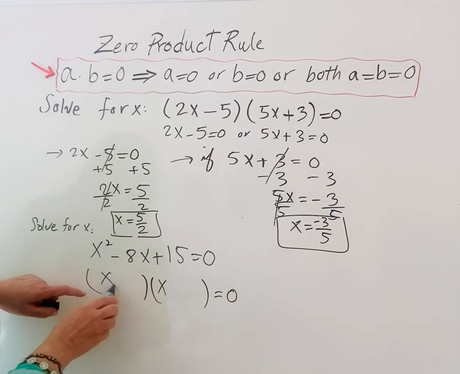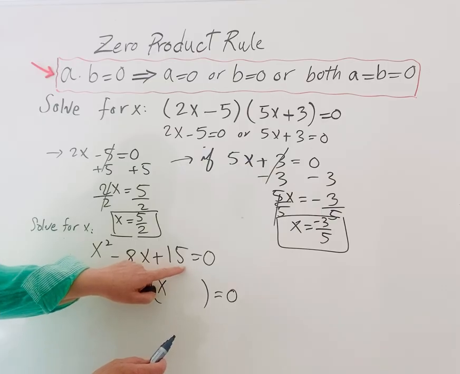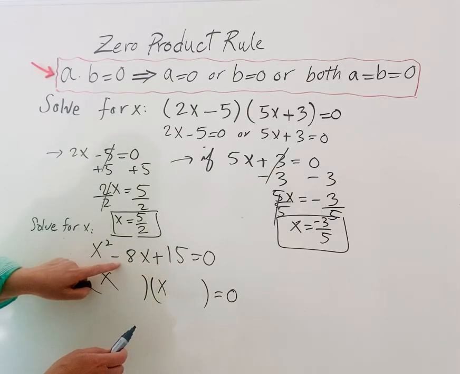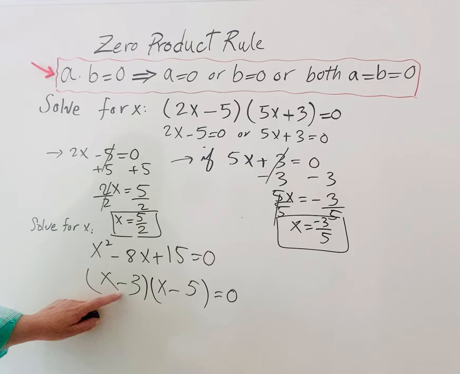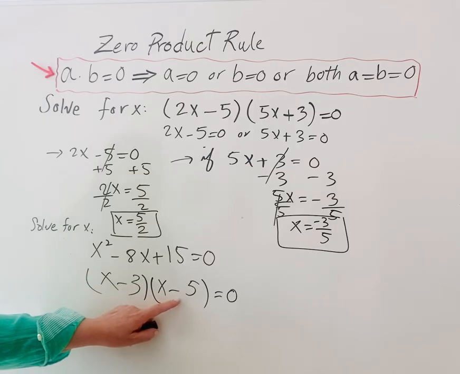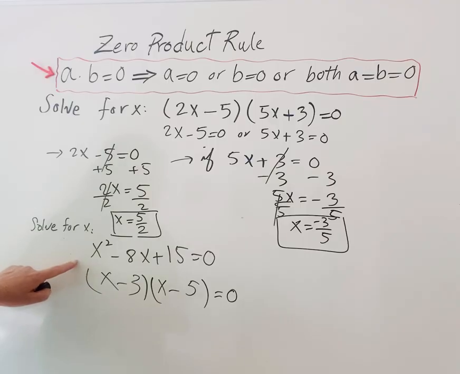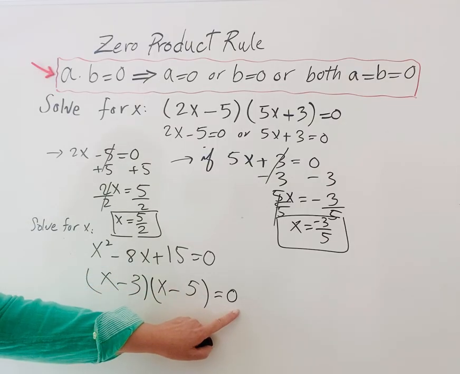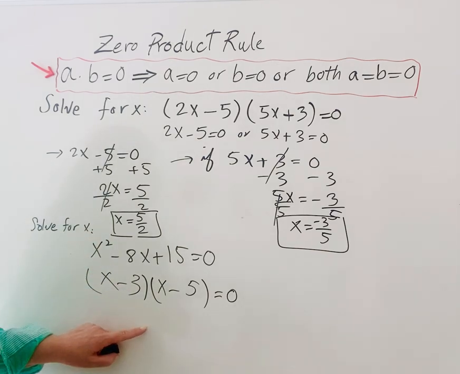The two numbers were 3 and 5. 3 times 5 gets 15, and the sum is negative, so both are negative. This is 5 and 3, right? (x minus 3) times (x minus 5) gives this trinomial, right? But here it equals 0, and the problem asks us for solving for x. Solving for x means that x must be a numerical value.